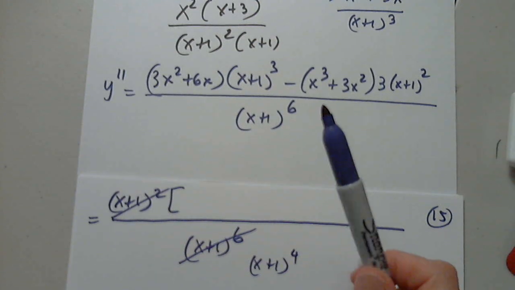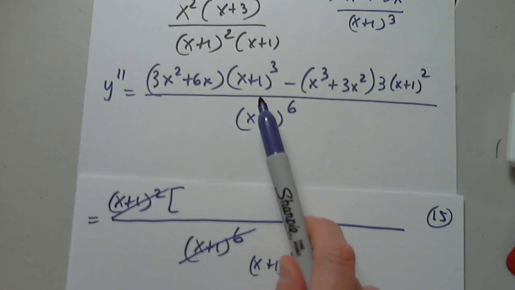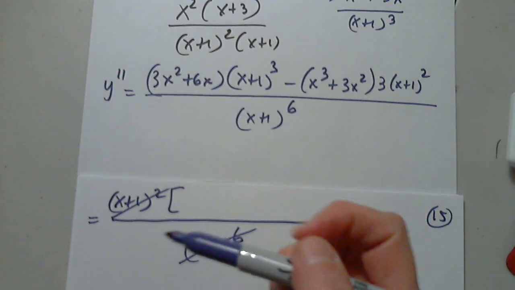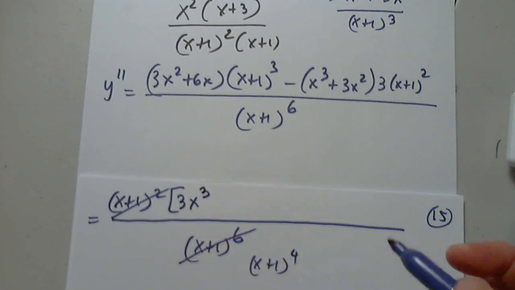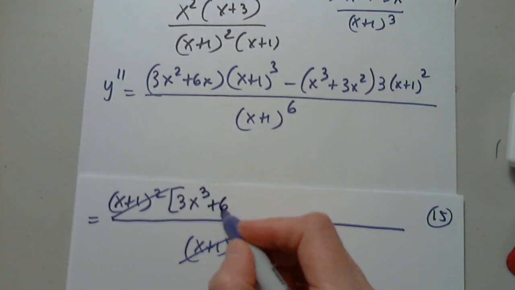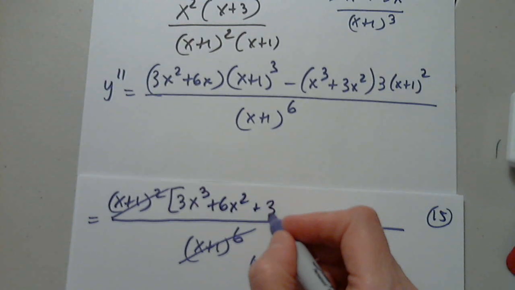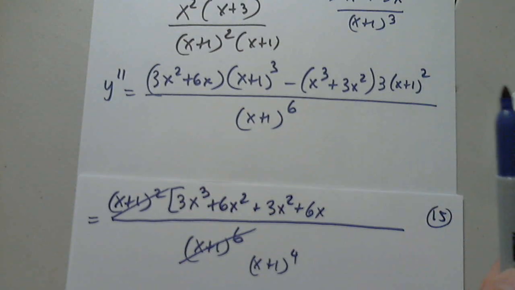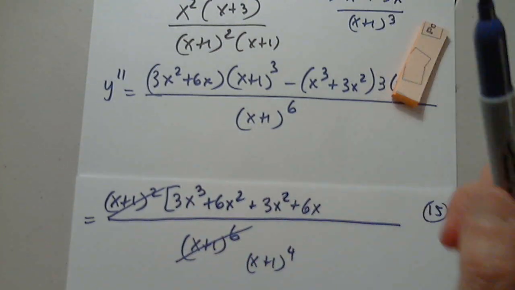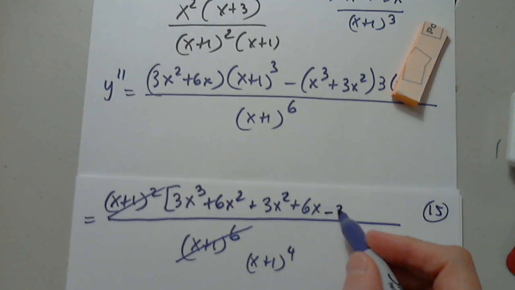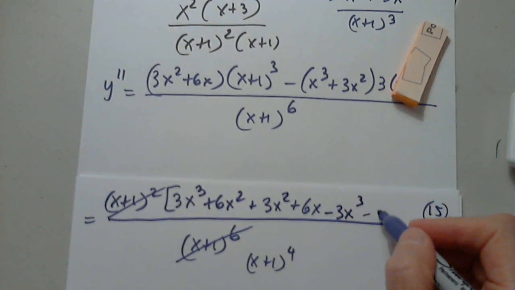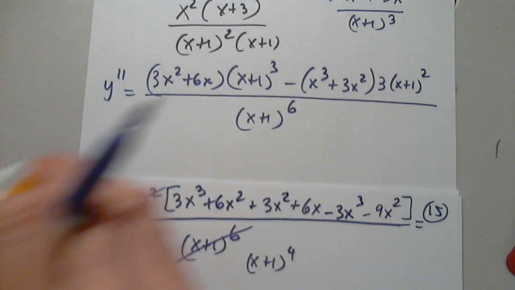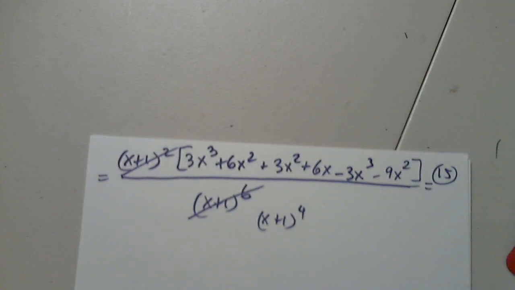Okay. I took 2 out, but I still have 1. So I need to distribute this in here. So 3x to the 3rd. Watch me run out of room. Plus 6x squared. Plus 3x squared. Plus 6x. Okay, this is out. So I have minus 3x cubed and minus 9x squared. I did not run out of room for the first time ever in history.